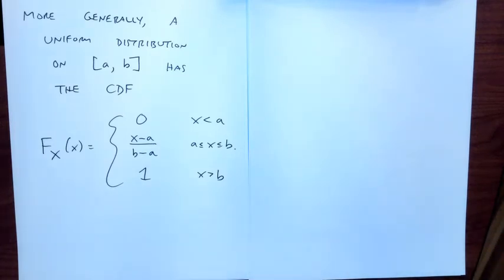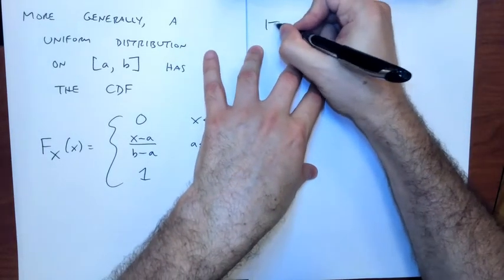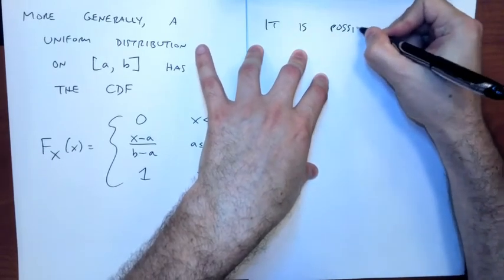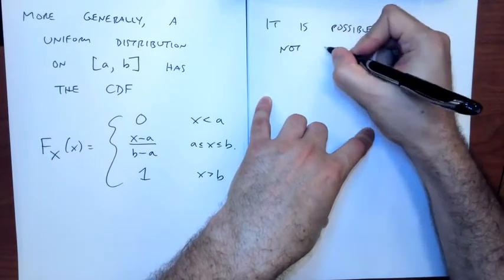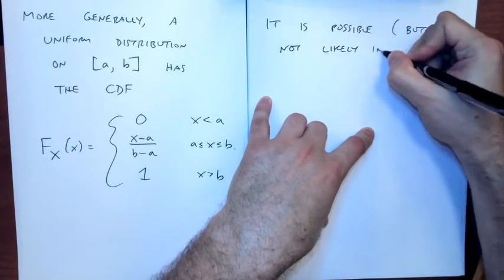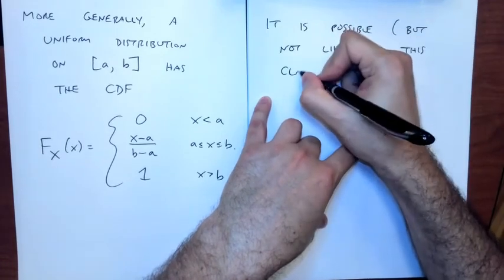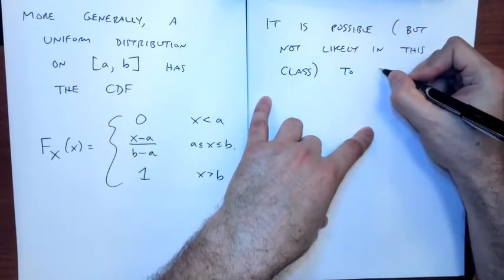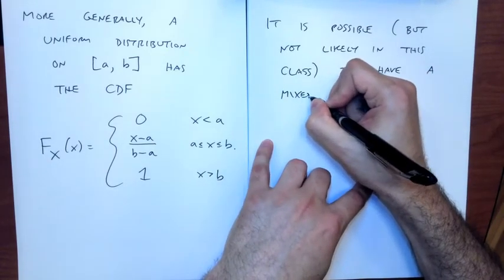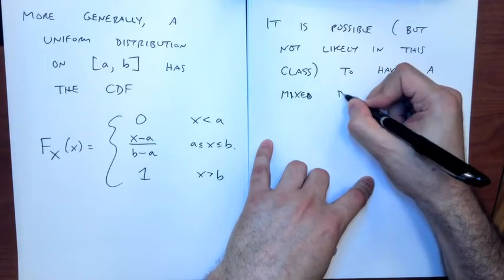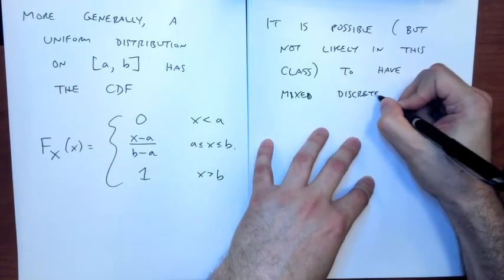I guess one more thing that I'll say is, for those of you that really want to know everything, it is possible, but just to head off any worries, not likely in this class. This is just a little aside about a mixed discrete continuous random variable.